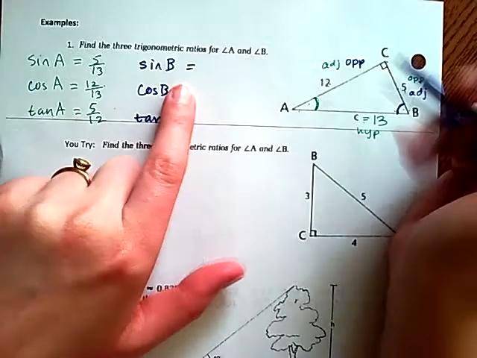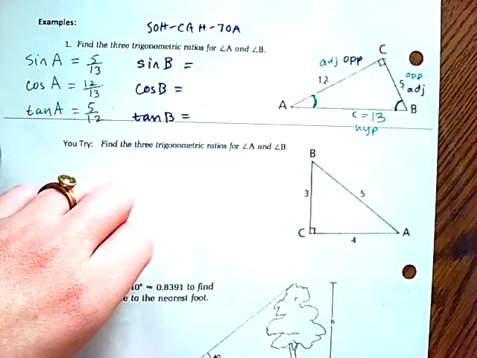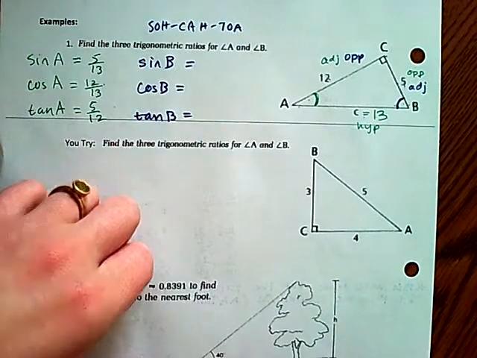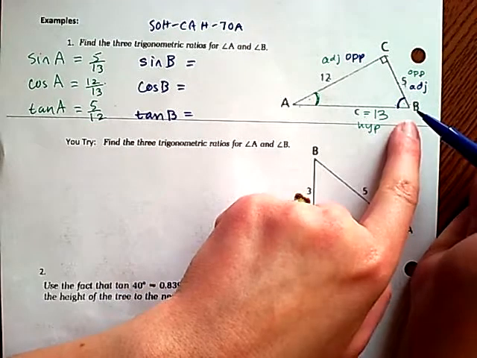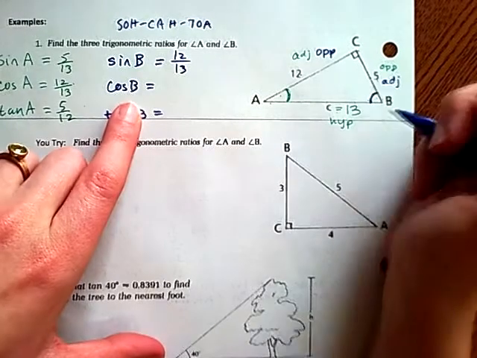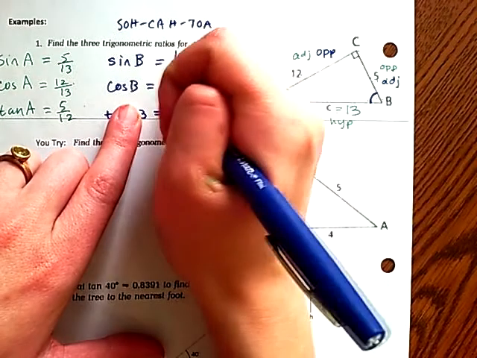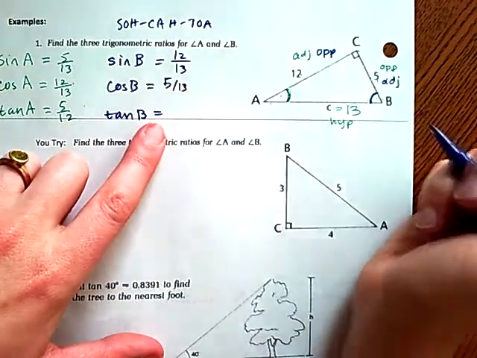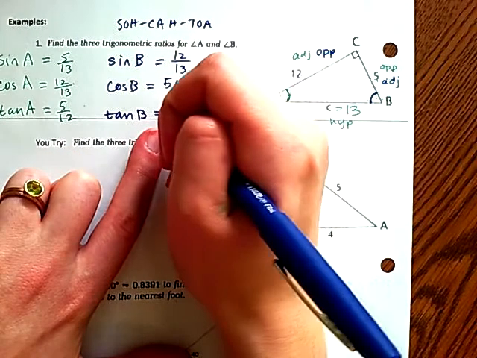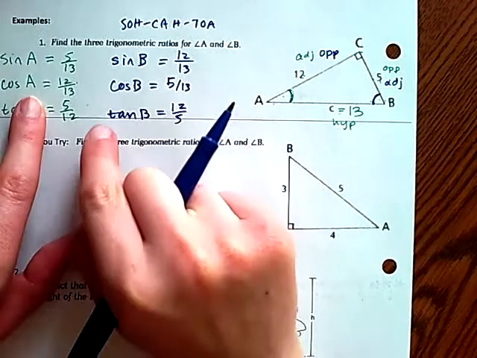And so sine, remember, SOH CAH TOA. So you can always write that at the top of your paper and keep referring back to it until you have it memorized. But sine of B now, opposite over hypotenuse, should be 12 over 13. Cosine of B is now adjacent over hypotenuse, so that should be 5 over 13. And then tangent is opposite over adjacent, so it should be 12 over 5.